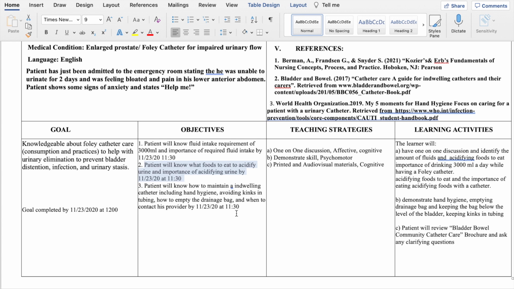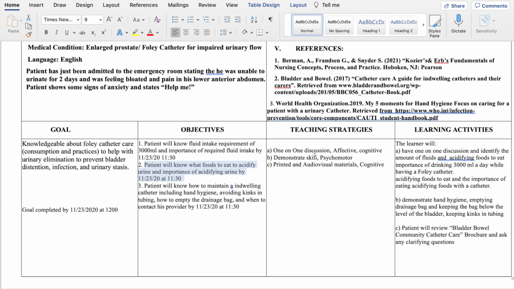Like I could have just put patient will know how to maintain an indwelling catheter, including hand hygiene. Or I just could have put avoiding kinks in the tubing. But all of this is contributing to making the patient knowledgeable about Foley catheter care. So all of the objectives, they're all different things that help us reach our goal.